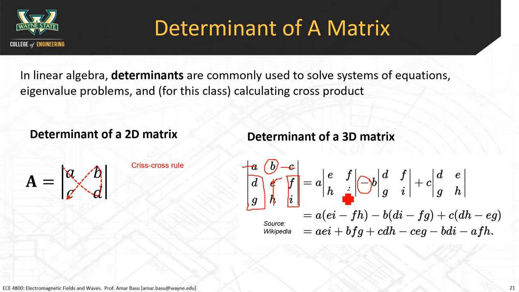So if you were to do a four-dimensional matrix and so on, that's how you would do it. But we're only going to be dealing with 2D and 3D in this class. Just remember this rule of determinants here, that it alternates.